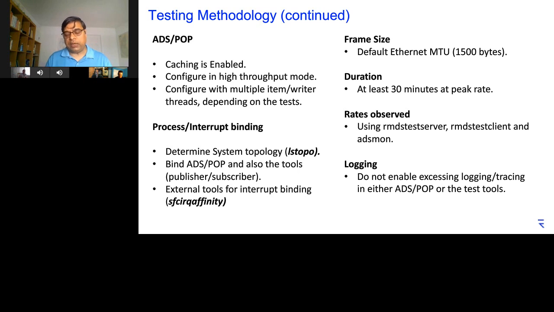So that's a layer where we can use the jumbo frames. And as far as the testing methodology, we want to make sure we run it for at least a good 30 minutes. That's what we do to make sure that we can sustain a market open or a market close. That's the thinking behind it. You can observe the rates through the test server, test client, and also through ADS-Mon.